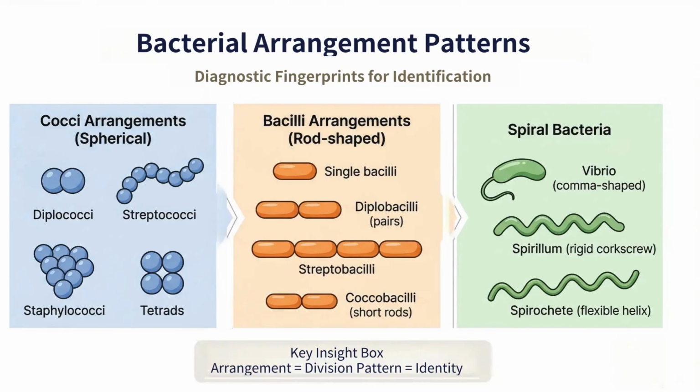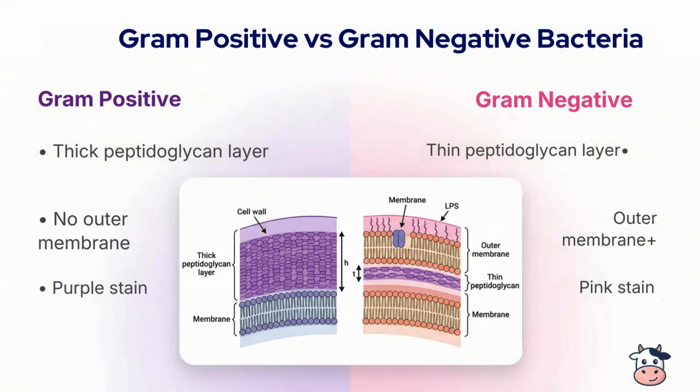Another important classification method is gram staining. Gram-positive bacteria have a thick peptidoglycan layer in their cell wall. They do not possess an outer membrane and appear purple after gram staining. Gram-negative bacteria have a thinner peptidoglycan layer but possess an outer membrane. These bacteria appear pink after staining. This difference in cell wall structure is important in microbiology and medicine.